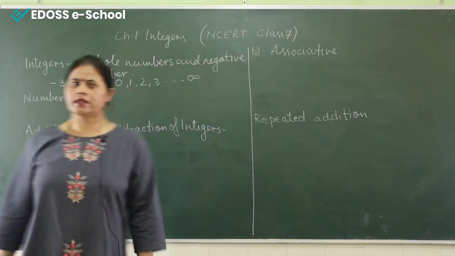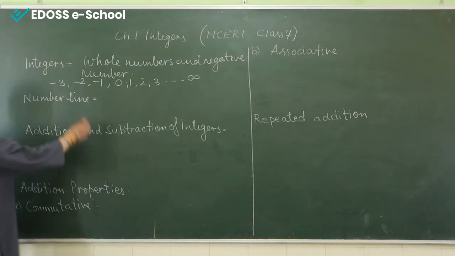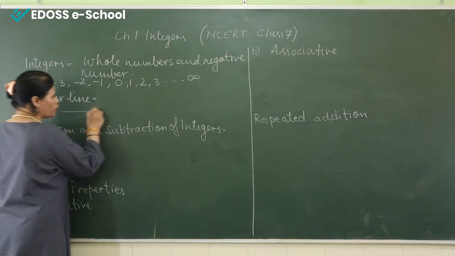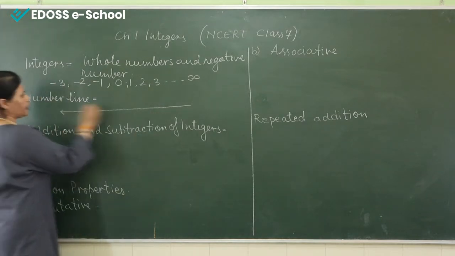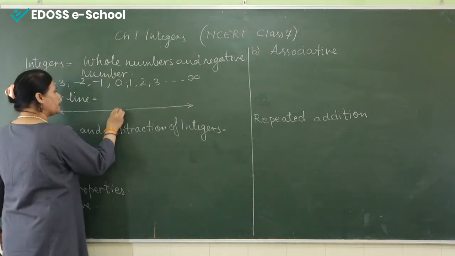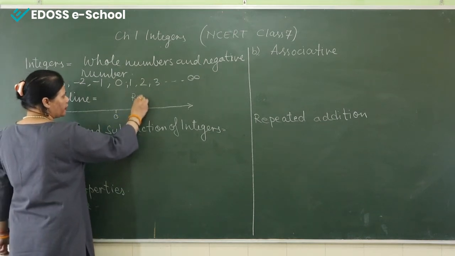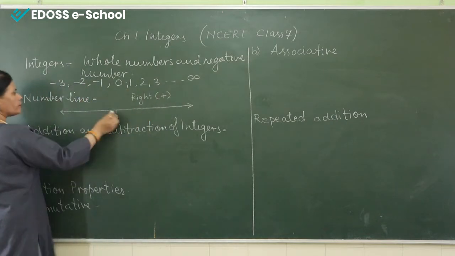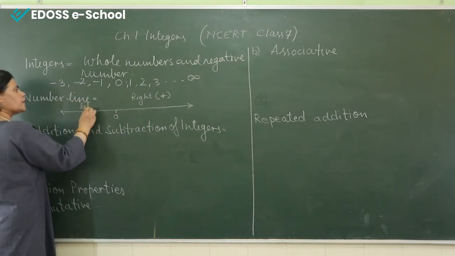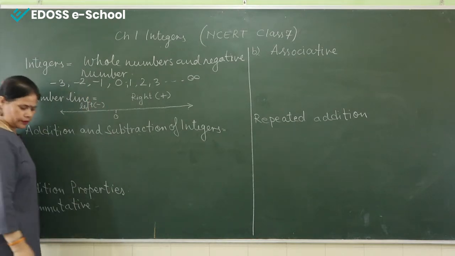Now come to the next: how to plot the number line, how to use the number line with the integers. First of all you have to draw the line. Here it is, this is a line, right? And in the middle part there is a 0. On the right hand side you put the positive integers, and from the left of the 0 you have to put the negative numbers, right?